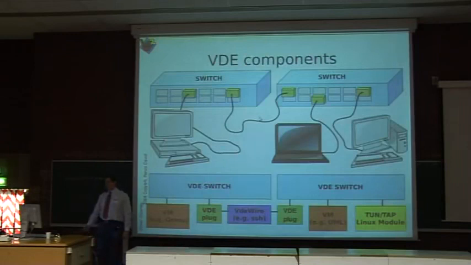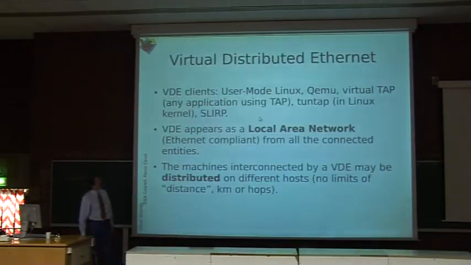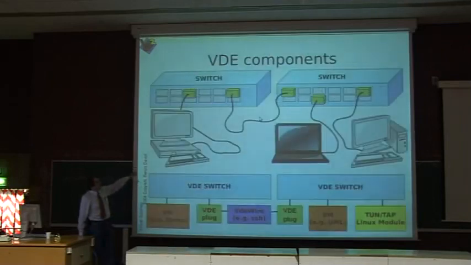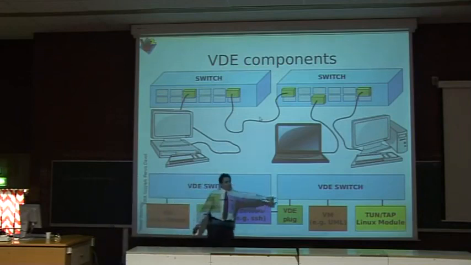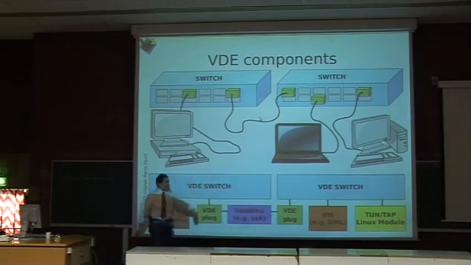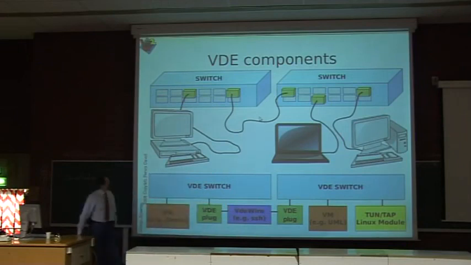Virtual Distributed Ethernet is our virtual network. It appears as a local area network. There are switches that are the counterpart of the real switches. You can create wires between remote switches. For example, you can use SSH as a wire.